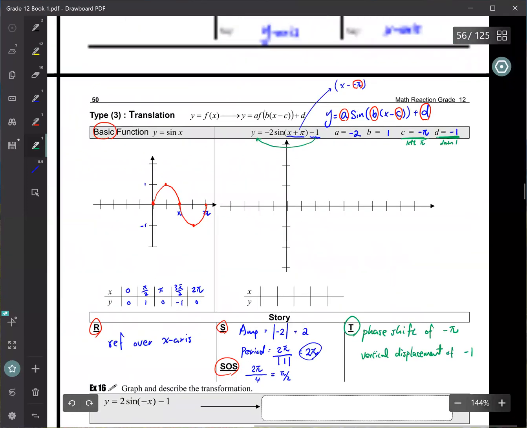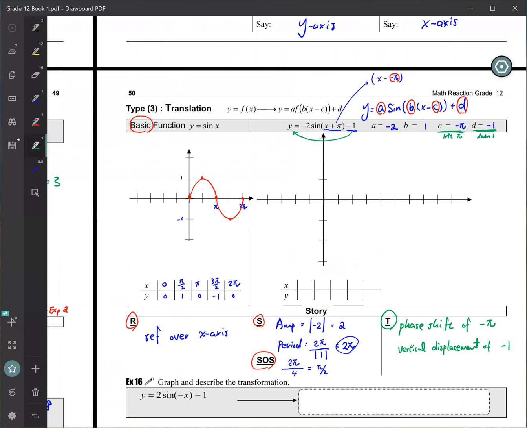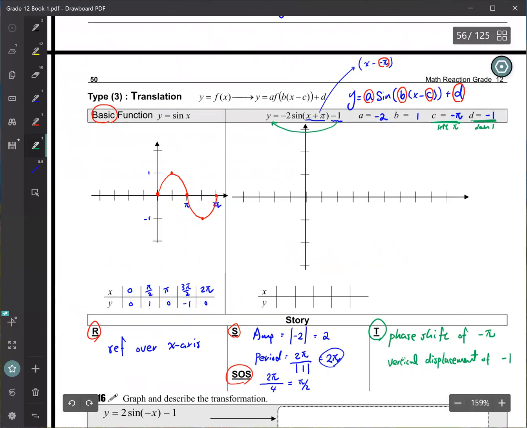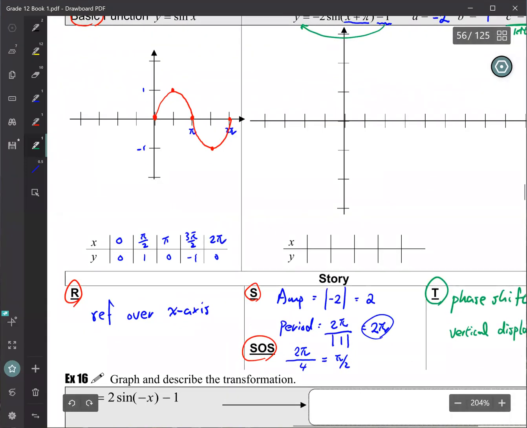Okay, so make sure you just get the correct value of A, B, C, D, and then you just use that. If A is negative, there's a reflection over the x-axis, right? If there's a B value, then there is a change of period, right? So we don't say compression or expansion anymore, okay? We talk about period here. And if C is negative, it will be going left. C positive, going to the right. D is negative, going down. D positive, going up. Just make sure you get the A, B, C, D, then the translation story will be easy. Now we need to get a new table before we can draw the graph.